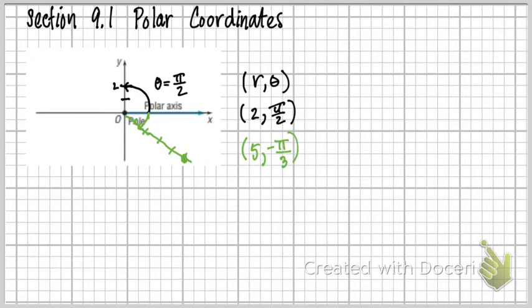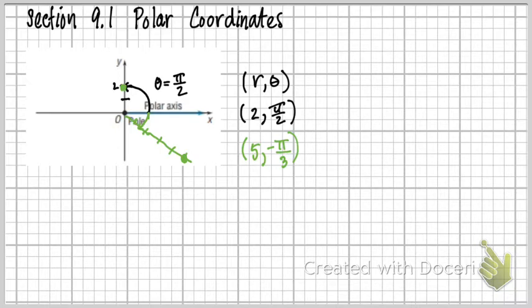Now keep in mind, when I'm dealing with polar coordinates, they're actually resulting in points. So something to keep in mind for these. This is just another way for us to graph points, and they call it polar coordinates.